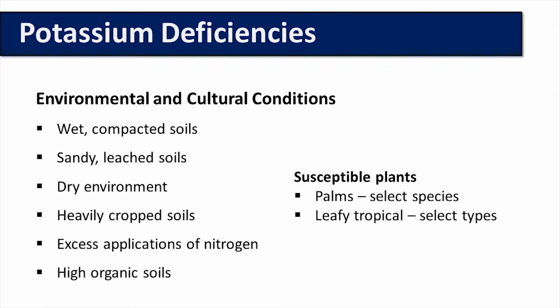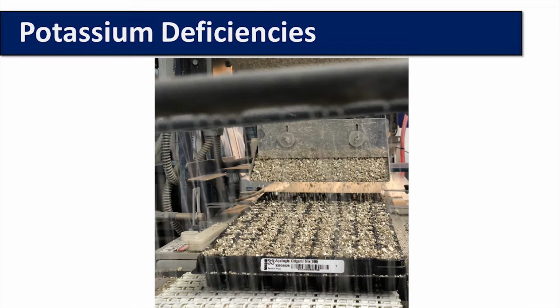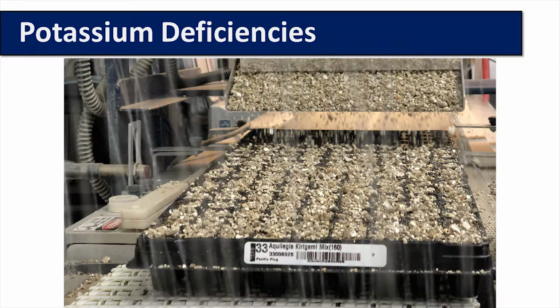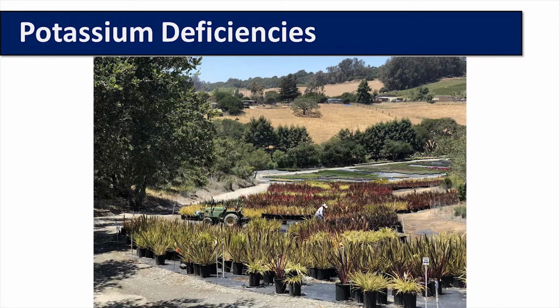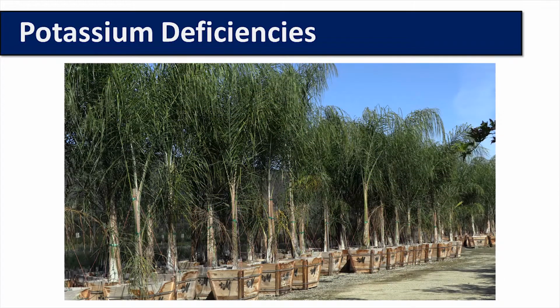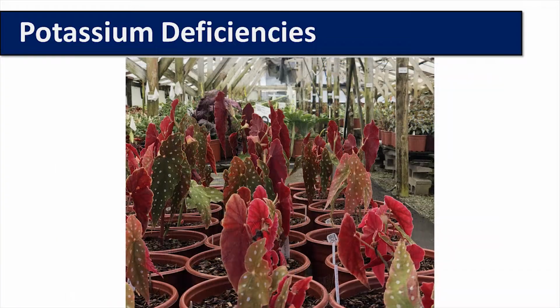There are many types of environmental and cultural conditions that can cause potassium deficiency. Things that limit root growth, such as compacted soils, sometimes will induce potassium deficiency. Sandy soils tend to be low in potassium because the soil does not readily bind potassium. Dry environments or heavily cropped soils or excessive applications of nitrogen, specifically ammonium or magnesium, can induce potassium deficiencies. Plants that tend to be susceptible to potassium deficiencies are palms, specifically Phoenix canariensis, and leafy tropical plants.